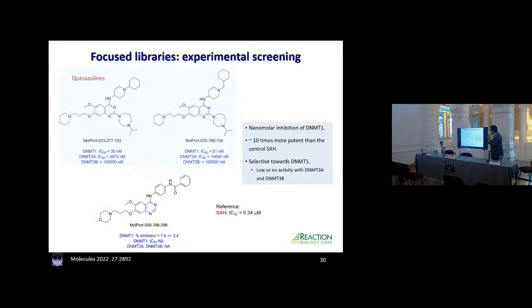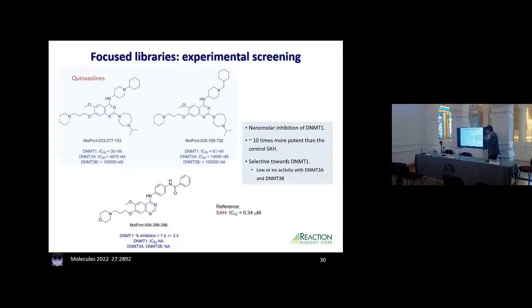But remarkably, out of those 20 compounds, two quinazolines here on the slide had a very potent inhibition of DNMT1, with an IC50 of 30 nanomolar for one of them and 81 nanomolar for the other, as compared to the internal control, S-adenosyl homocysteine. It's actually a natural inhibitor, an auto inhibitor. SAH has an IC50 of 0.34 micromolar, so the two quinazolines were significantly more potent than the reference.